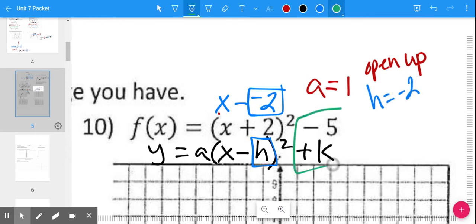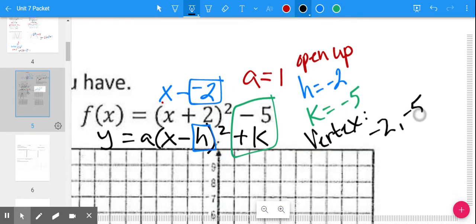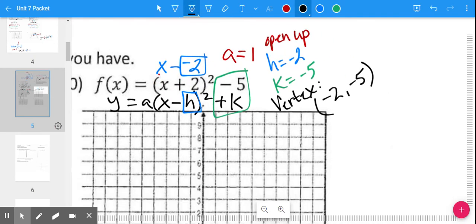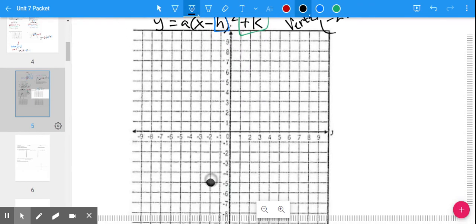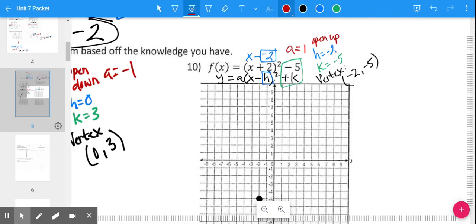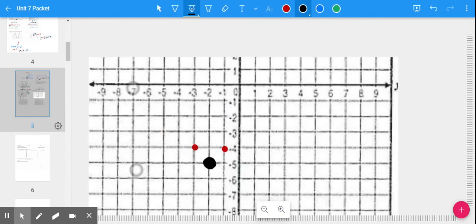Your k value is what's added on to the end. So your k value here is -5, which means your vertex is -2, -5. So the first thing you have to graph is that vertex. So we're going to go to -2, -5, and put our first dot. We know it opens up because the A value is positive, and because the A value is 1, when you go to the left and to the right of the vertex, you're going to go up one box. And then you can draw your parabola from there.